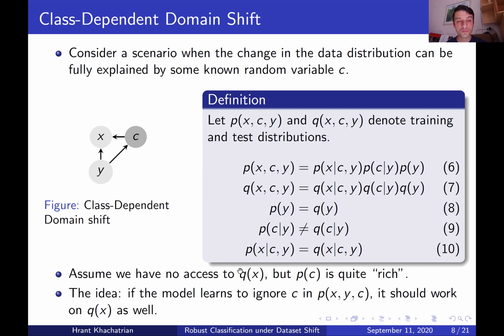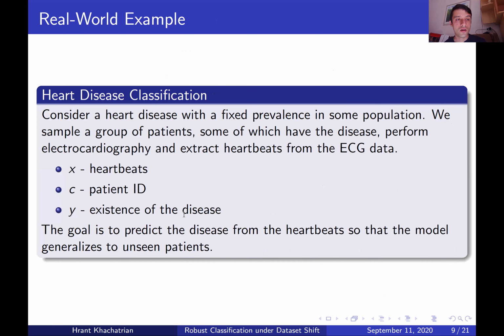So again, here we assume no access to Q of X, so we should not be able to see the test data, but we also assume that P of C, this distribution of C objects, is quite rich in the training set. So the goal is to learn a model that can ignore the effect of C in the training set, and we hope that it should work on the test set as well. One example could be classification of rare heart disease.